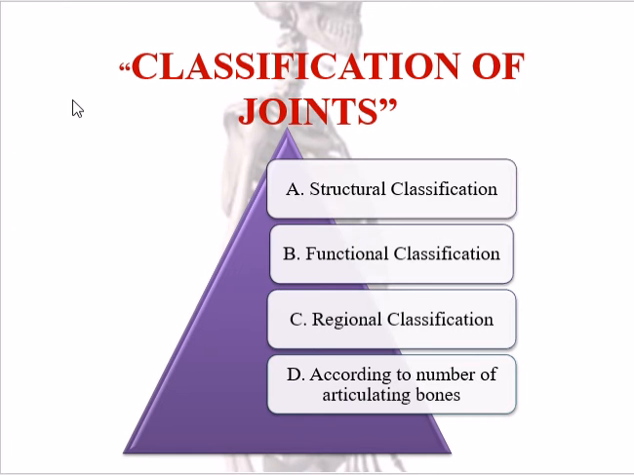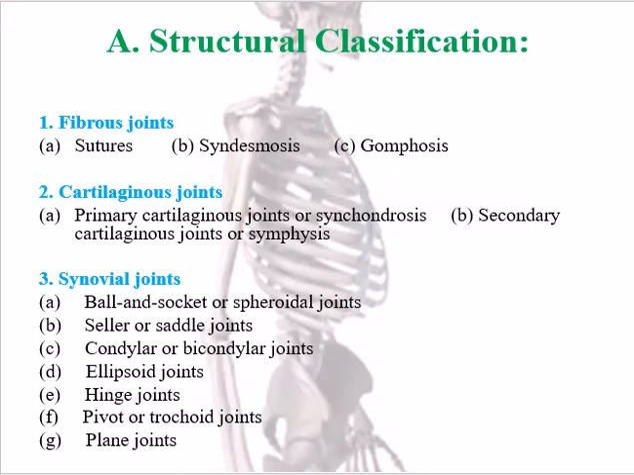Classification of joints. We discuss under these headings: structure classification, functional classification, then regional classification, and then according to the number of the articulating bones. Now let's start with structure classification.